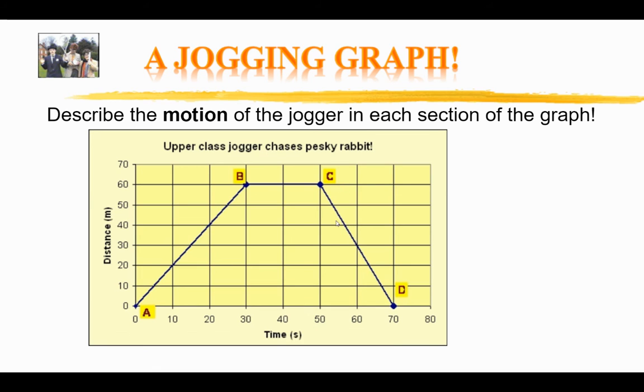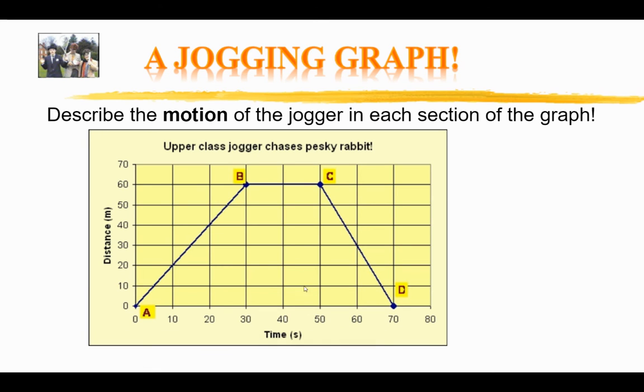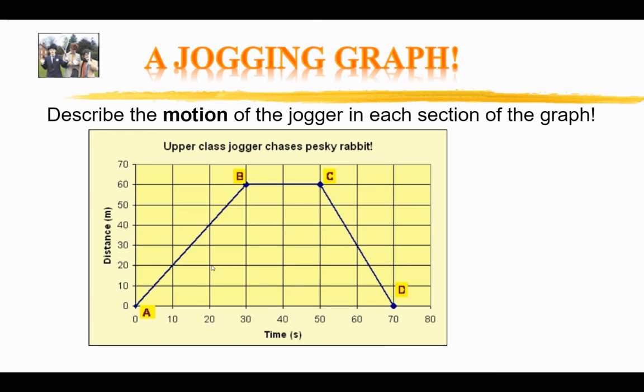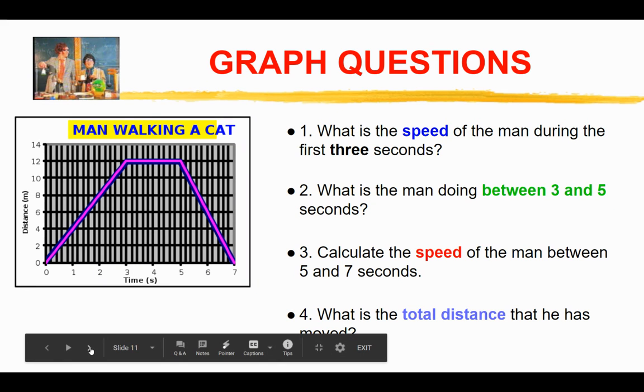And then this line is steeper. Is it? Yeah. 6, 50, 60, 70. So 60 divided by 20 is 3 meters per second. So the jogger jogged faster right here than the jogger jogged over here. From this angle, it's harder to see that, but thanks for pointing that out, Jaden.